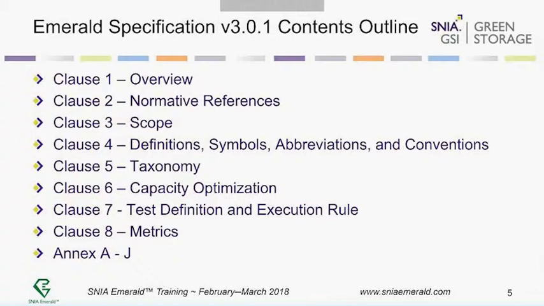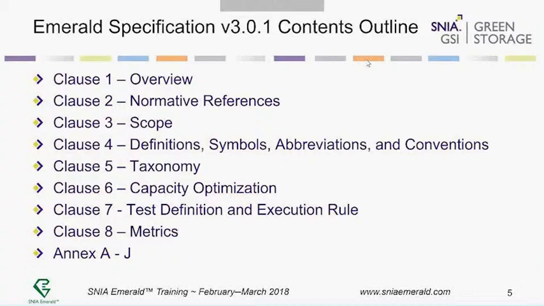For those folks that haven't looked at the Emerald spec yet, this is just an overview of the different clauses in it. It's grown to about 83 pages. There's a lot of meat, a lot of content in it. Each time we came up with a new spec, it grew some more, and now we're up to 83 pages. So there's quite a lot of stuff in it.